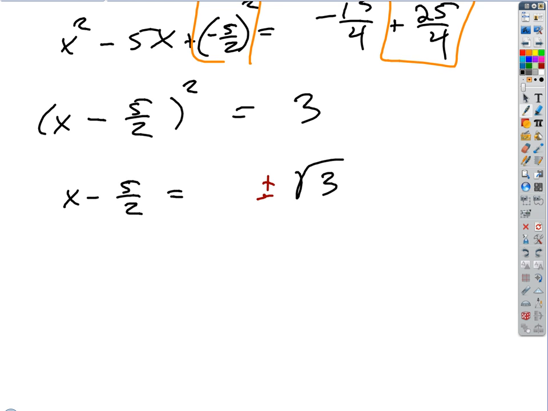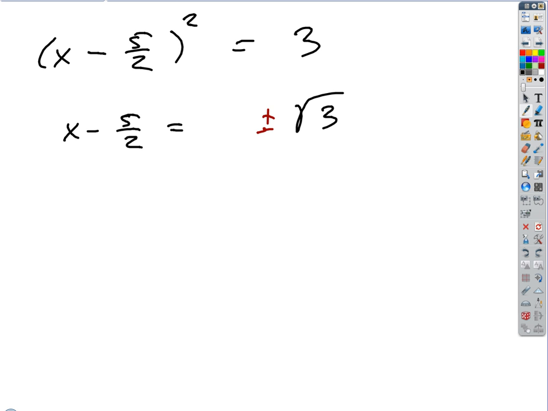Okay, so hey, let's finish this up. So last step, add 5 halves. Done. How about that? Okay, that was easy. Isn't that, you gotta admit, that's pretty cool. You can do that. No, it doesn't get any harder than that. That's it.